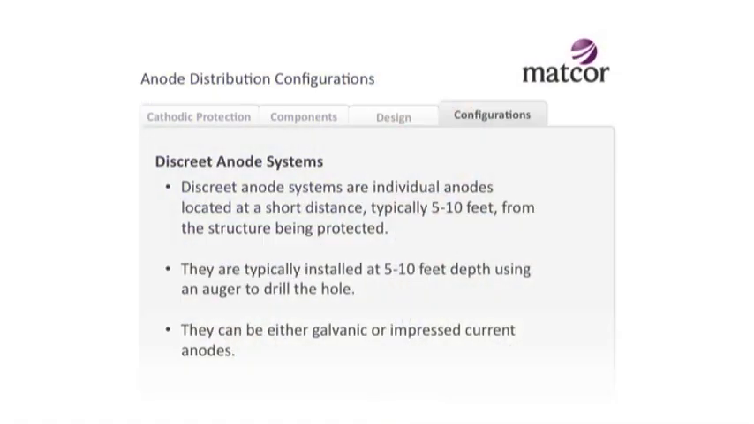Our MMPs, our canister anodes, are used for this purpose as well. Typically they're put in at 5 to 10 foot depth. So you can take an auger, drill a hole 5 or 10 foot deep, drop the anode in the hole, go on some distance away, put another one in, and another one, until you've got enough of them to protect the structure.